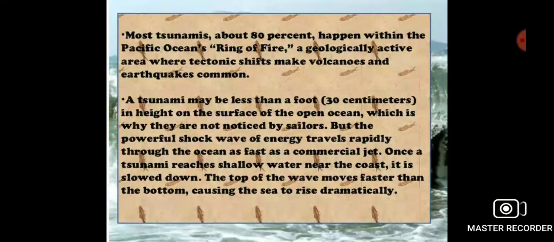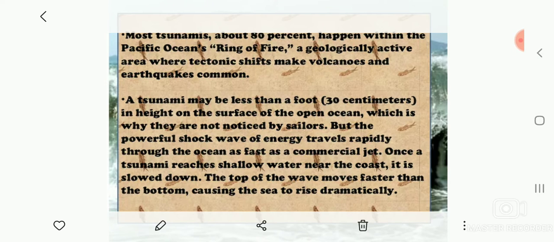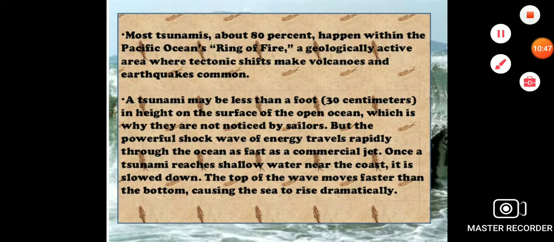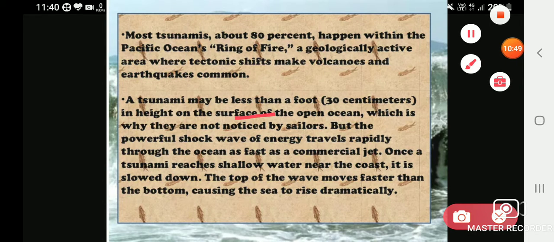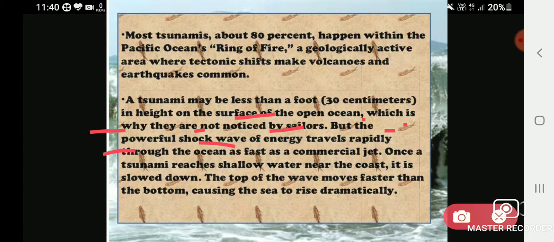So most tsunamis, about 80%, happen within the Pacific Ocean's Ring of Fire, an area of geological activity where tectonic shifts make volcanoes and earthquakes common. A tsunami may be less than a foot, 30 centimeters, in height on the surface of the ocean, which is why they are not noticed by sailors, but the powerful shock wave of energy travels rapidly through the ocean as fast as a commercial jet.